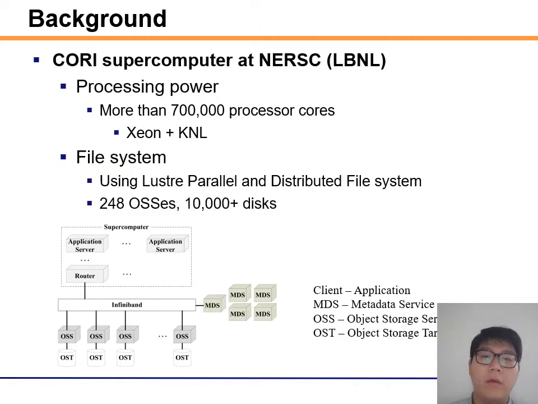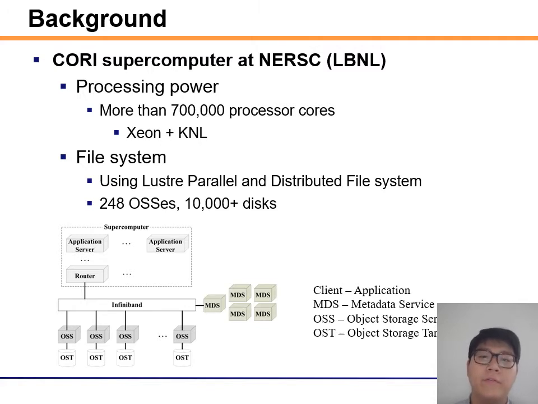Here is an overall architecture of our system. For this paper, we used Cori supercomputer at Lawrence Berkeley National Lab. Cori is equipped with more than 700,000 processor cores. There are two types of cores, which are traditional Intel Xeon cores and KNL cores that have high core count and lower frequency.